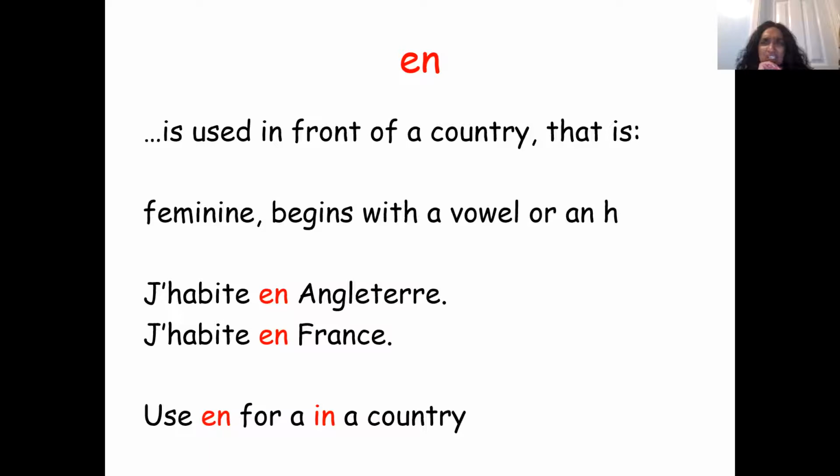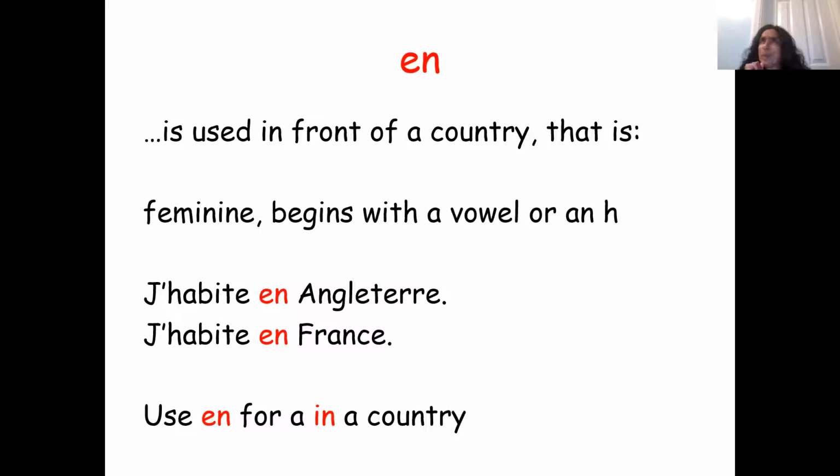It's really tricky to know the genders of the countries, so you would learn them when you learn the names. In the next few weeks, we are going to be learning about some countries. We're going to talk about travel, etc. So for now, I'm just going to stay with a couple that you might already know. Remember, if a country begins with a vowel or an H, we use en.